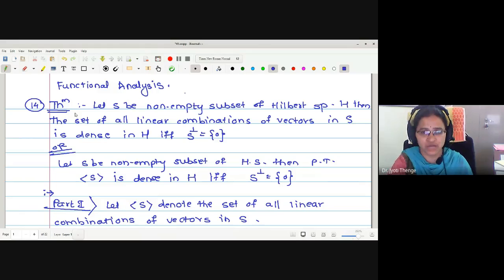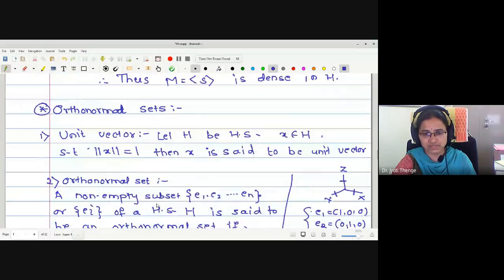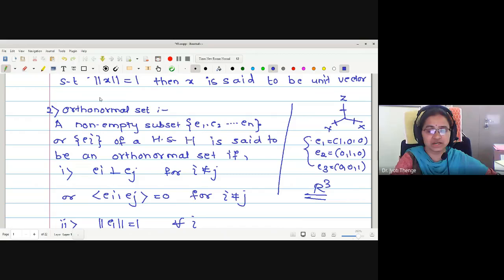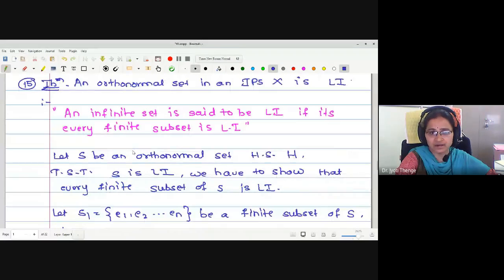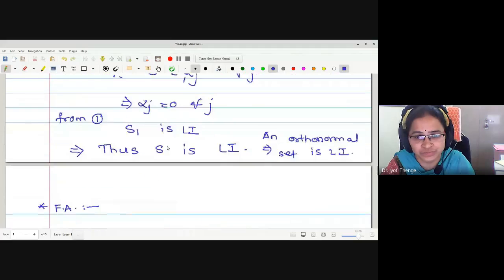Vectors which are orthogonal to the set S. Therefore, this is an important property we have seen in the last lecture, and we have proved it. After this, the next point we have seen is the definition of an orthonormal set. In simple language, one can say this is the collection of all mutually orthogonal unit vectors, right? All the vectors are mutually orthogonal to one another, and all the vectors are unit vectors also. We have seen some important remarks on this and a theorem that an orthonormal set in an inner product space is linearly independent. Okay, let us come to today's lecture.